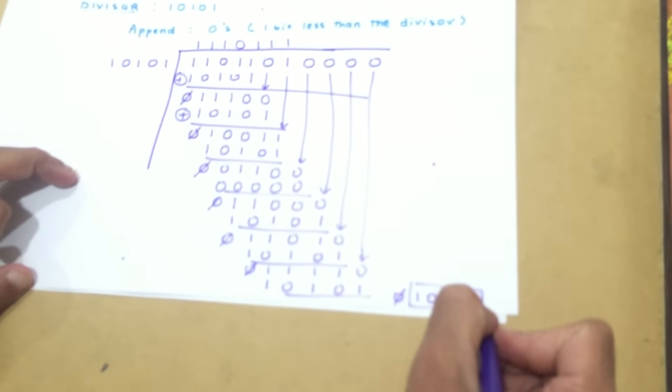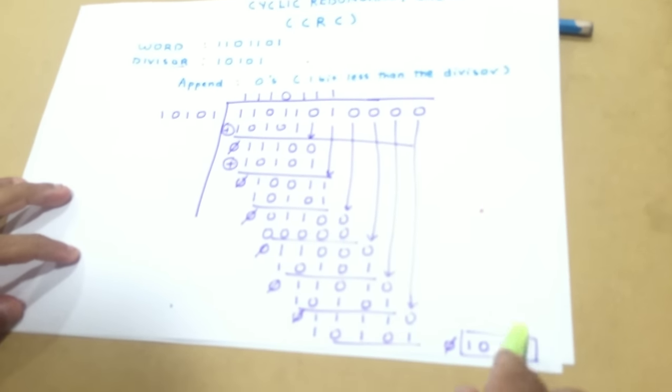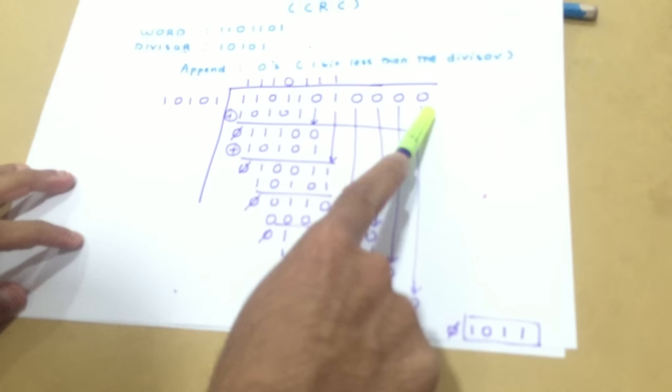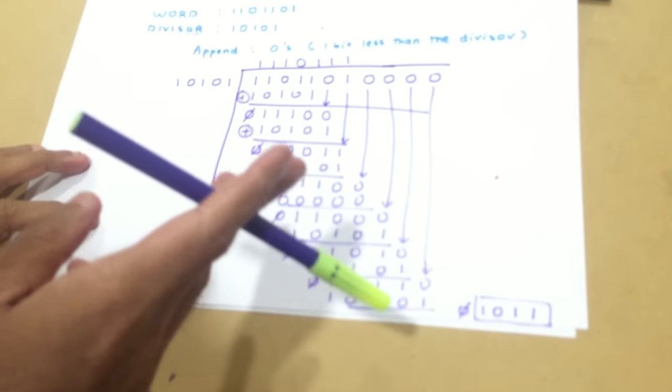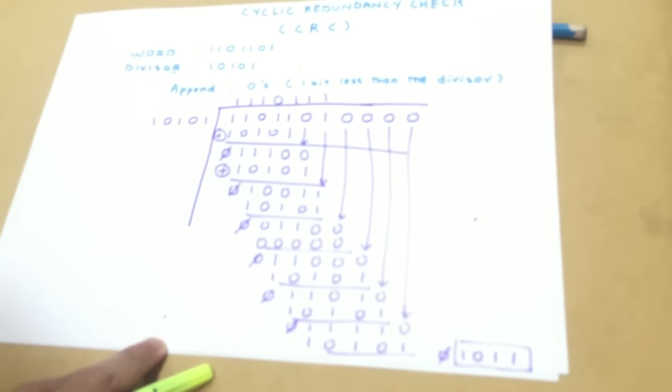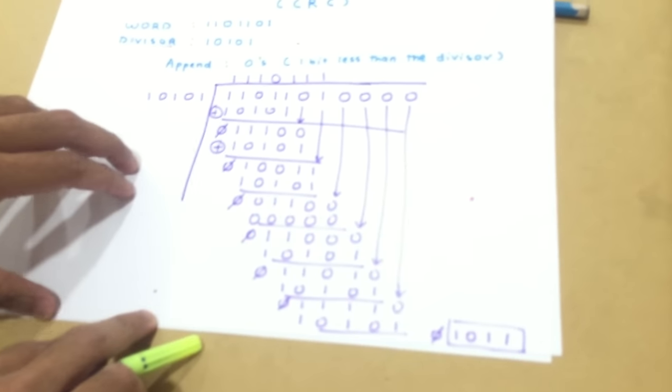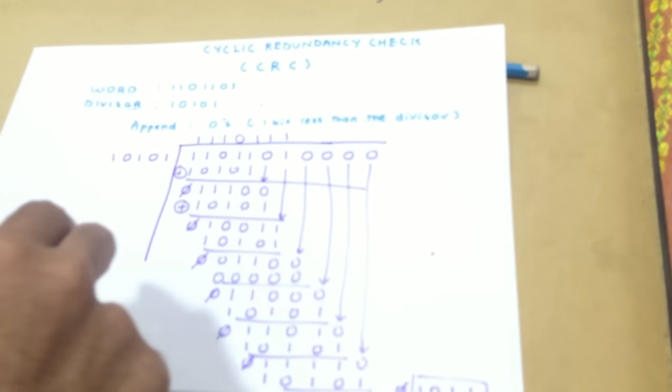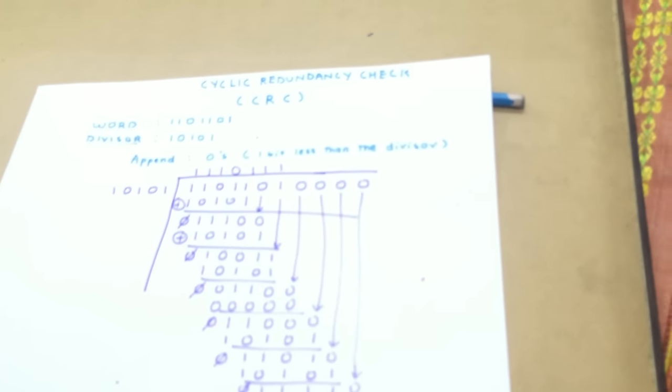Since our remainder is non-zero, we know that there is an error in the transmitted code word. So now what I'm gonna do is take this remainder and append it to the code word instead of these zeros. If I get a zero remainder, it means that now my code is error free. If there is error, then I know that there is still error in it. Okay, so now I'm gonna divide it again.